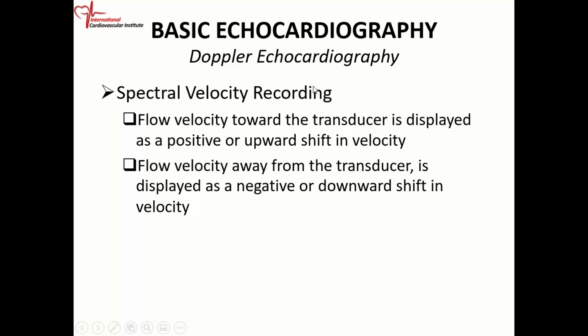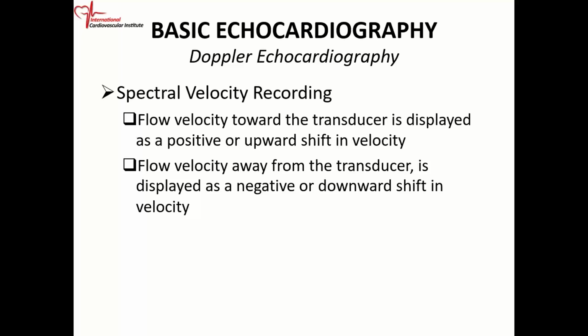So the spectral velocity recording, another basic concept is that flow towards the transducer. So if you have blood flow or even tissue movement, if you have any movement towards the transducer, it is going to give you a positive deflection. What we mean by that, the recording is going to be above the baseline. You're going to get an upward shift in the velocity, and we're going to show you what that looks like.